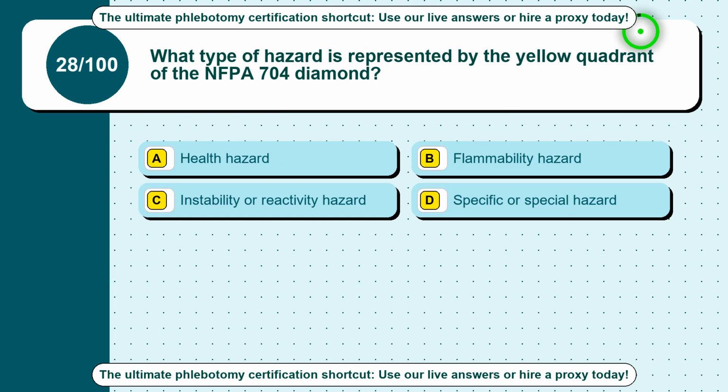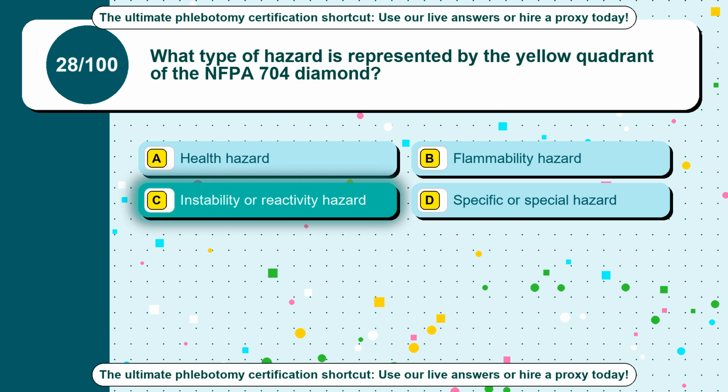Question 28. What type of hazard is represented by the yellow quadrant of the NFPA 704 diamond? Option A. Health hazard. Option B. Flammability hazard. Option C. Instability or reactivity hazard. Option D. Specific or special hazard. The correct answer is option C.